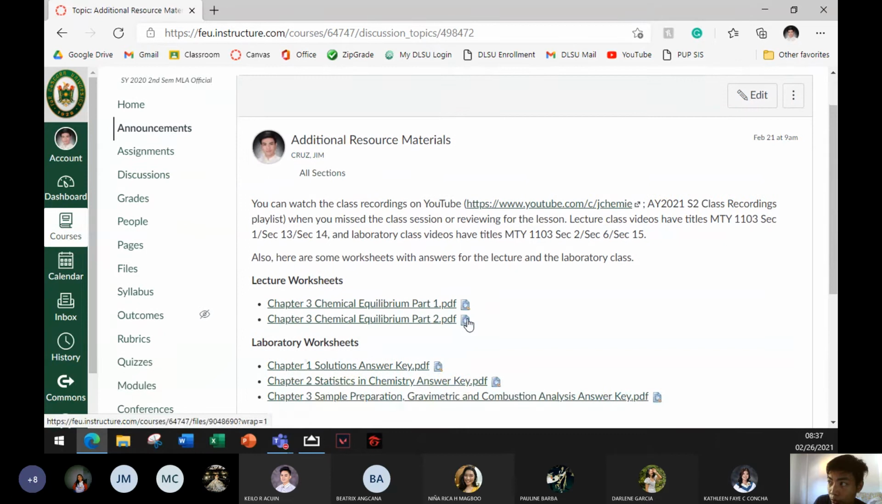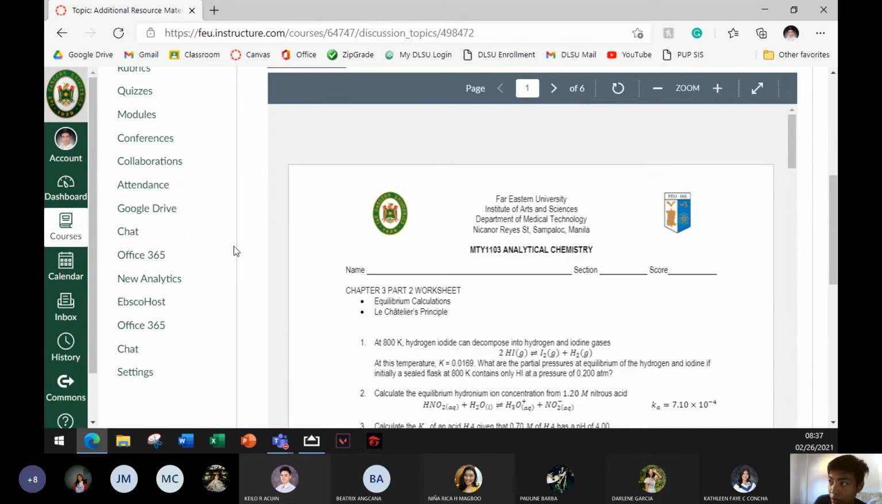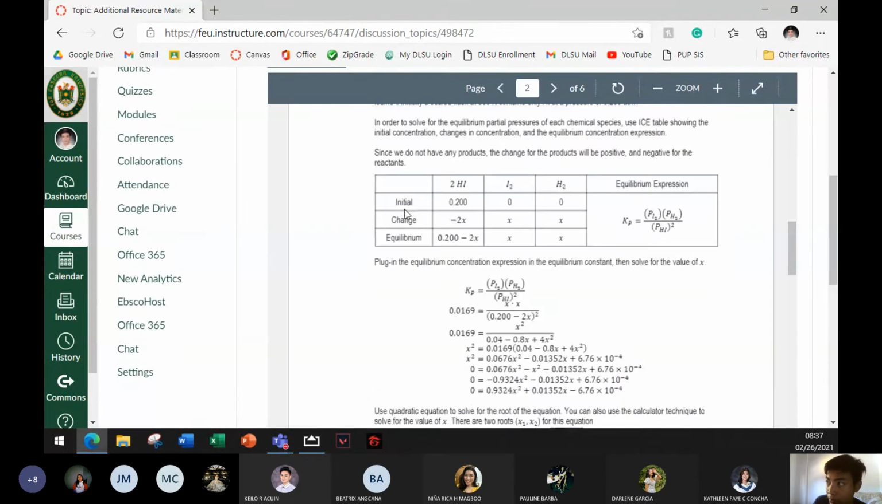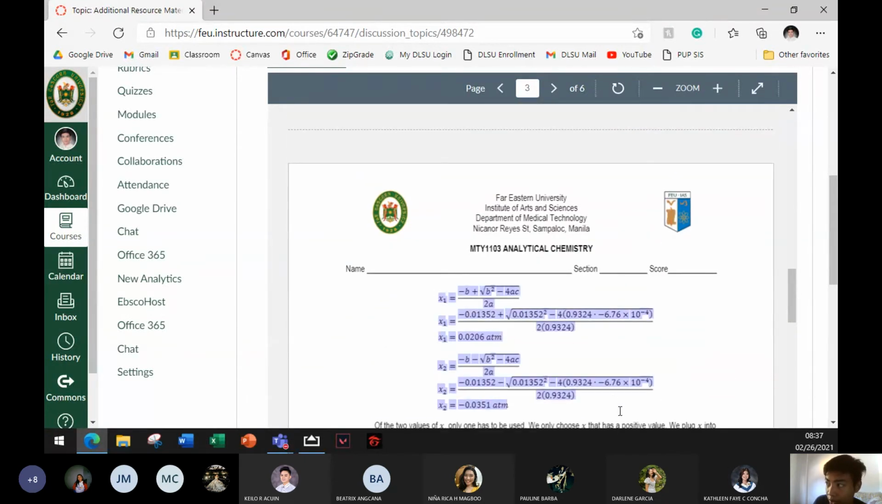Okay, this is the part 2 worksheet. So you can use these problems. Work on these 4 problems using the ICE table. You need to use the ICE table to answer the following problems, and the solutions are already posted, including the calculations and the quadratic equations. Hopefully this will help you with your review. If you have any questions, just message me.